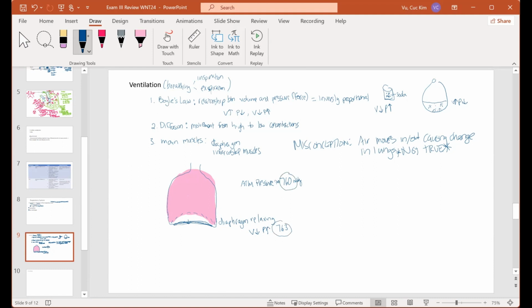And we know from diffusion that it will go from where it's high to where it's low. So the air, when your diaphragm relaxes, is going to go in which way, in or out? Exactly. So when the diaphragm relaxes, what is the result of that? Expiration or inspiration?